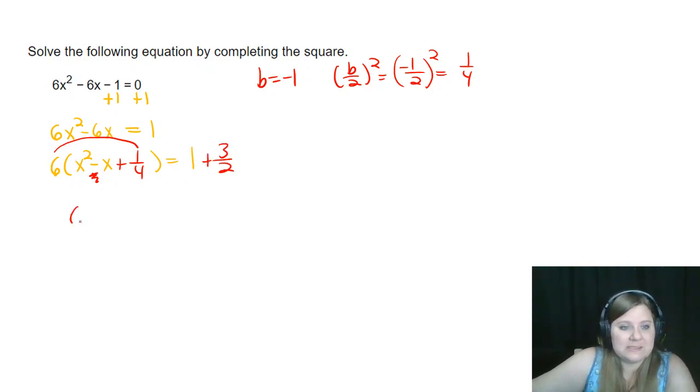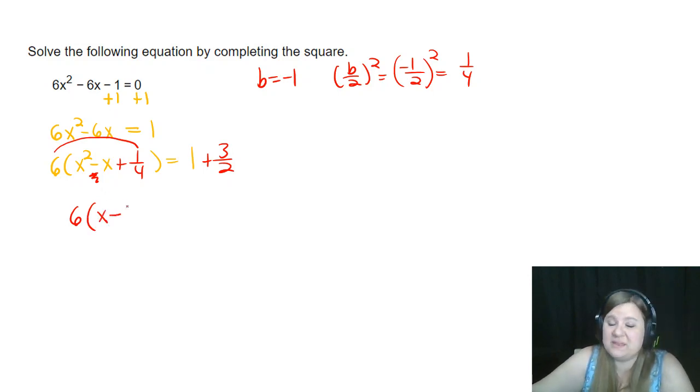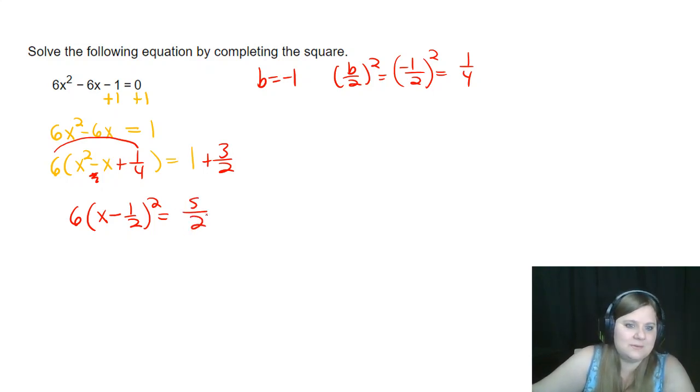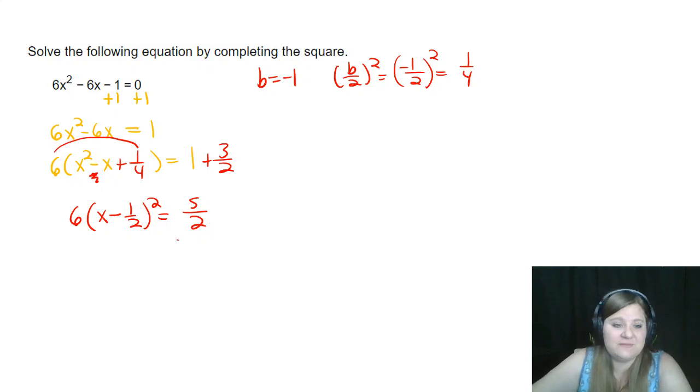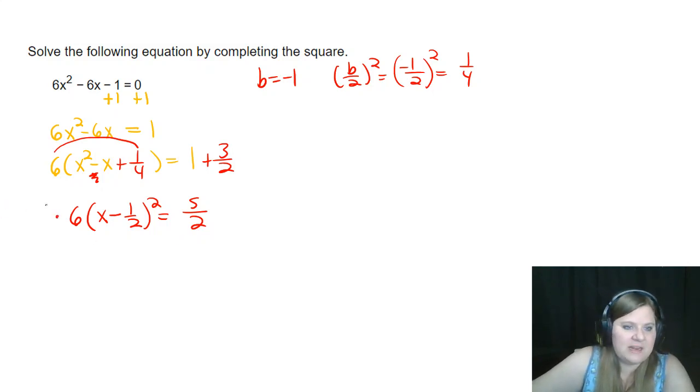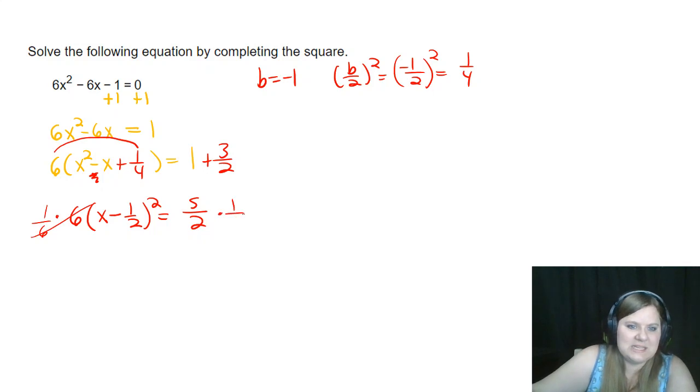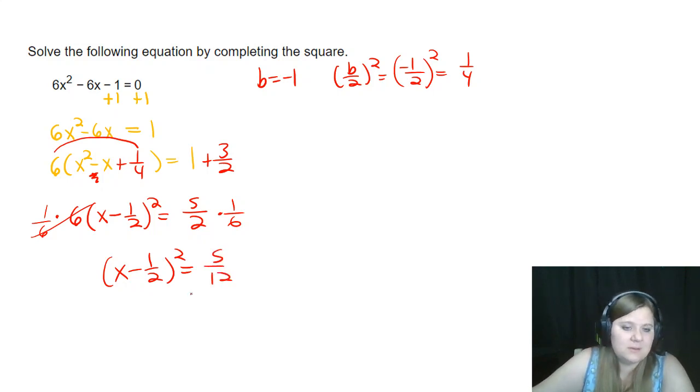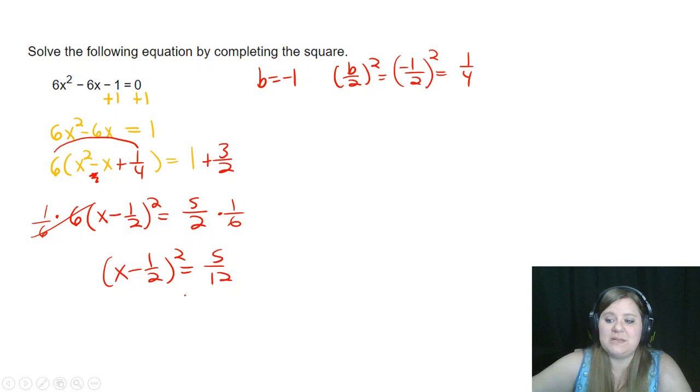Now, I can write this as 6 parentheses x minus, well, if my b is negative 1, then when I divide by 2, I get negative 1/2 squared, and 1 plus 3/2 comes out to be 5/2. To finish solving, I'm going to divide both sides by 6, but I think of it as multiplying by 1/6, because then it comes over much more nicely. I have x minus 1/2 squared equals 5/12. And then you're going to solve by square root property. Try finishing that for me, and I will see you guys later.